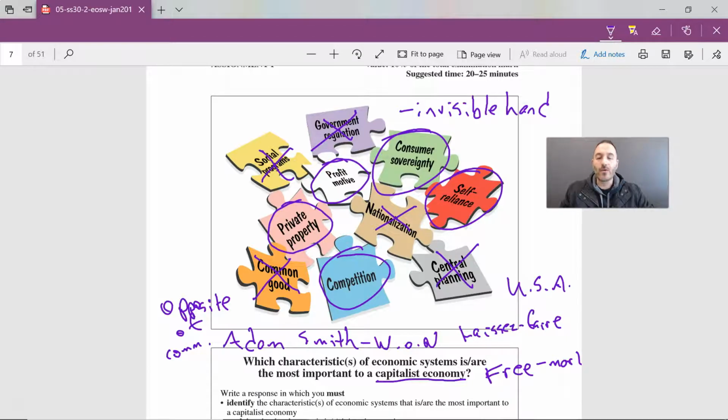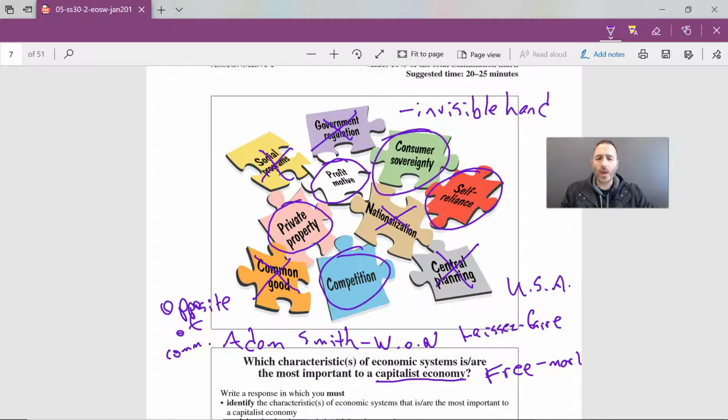Okay, so from what's left, we have self-reliance, consumer sovereignty, profit motive, private property, competition, and invisible hand. Now, at this point, guys, we've identified 6 characteristics that work. Now, you don't want to write about 6 characteristics because this is a 20 to 25 minute assignment. So what I'd suggest you do, what I tell my students you should do, is pick your top 2 or 3.